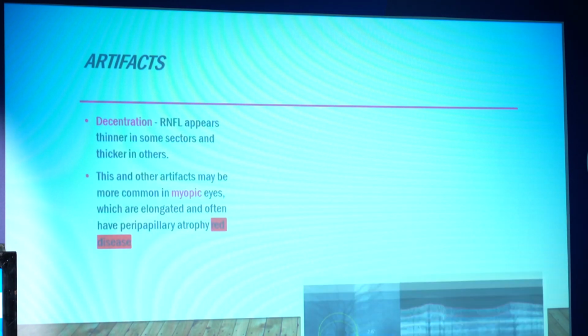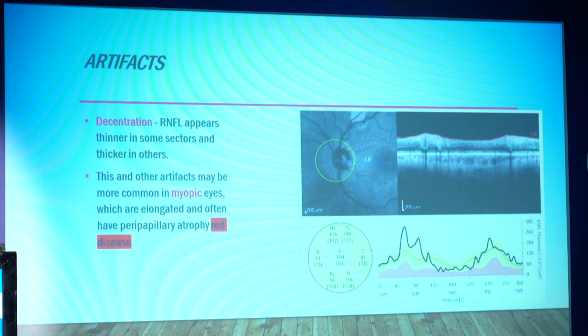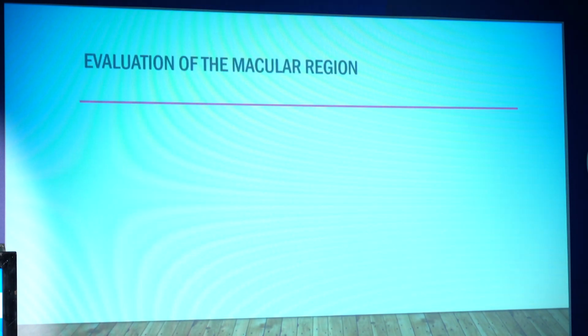So, more artifacts: this scan shows a decentration. Some areas, more commonly seen in myopic eyes, will present with red, and this is also known as red disease. Once the scan is repeated with proper centration, the defect corrects.